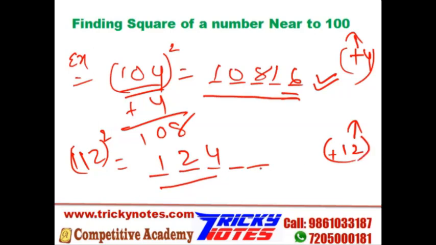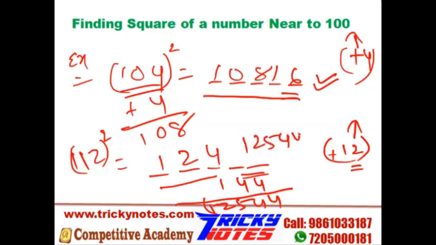And the square of 12 is 144. But we have only 2 places, so we will bring this 1 to the carry. So this is 1, 2, 5, 4 and 4. So this is the answer for 112 square: 12544.